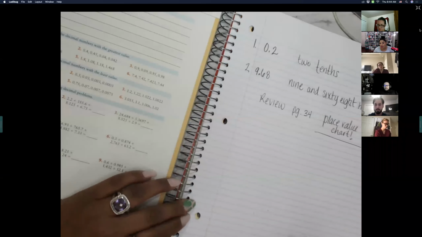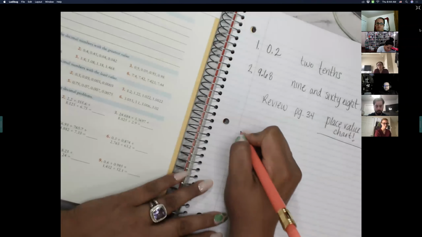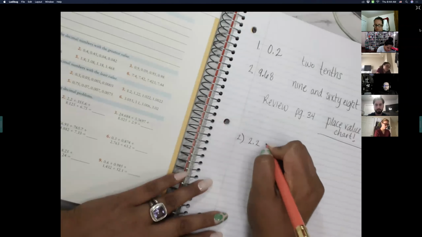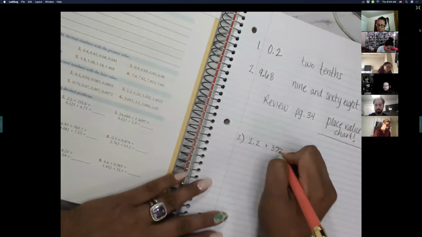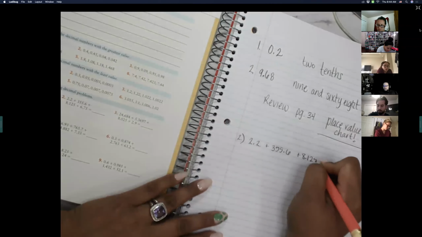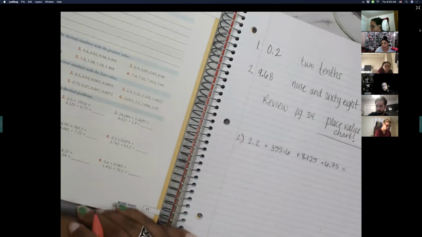And again, remember, you have your calculator on your test. So we're just going to cover it really quick. 2.2 plus 355.6 plus 8.125 plus 6.75. Everyone do that in your calculator. Don't do it freehand. I don't want y'all doing this freehand. Do it in your calculator.